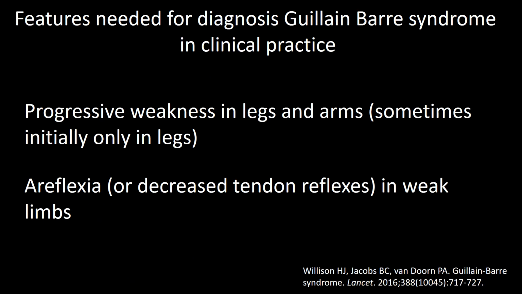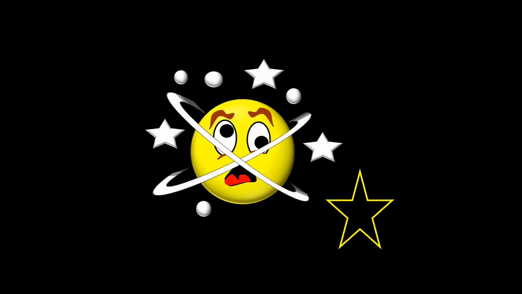In order to make the diagnosis of Guillain-Barré syndrome, two findings must be present, at least according to some authors. The first one is progressive weakness in legs and arms. The second one is low or absent reflexes in weak muscles. Yet, as you will see as this talk progresses, some of the conditions included as variants of Guillain-Barré syndrome fail to meet this inclusion criteria.